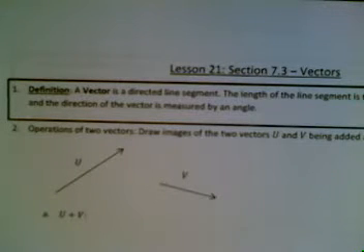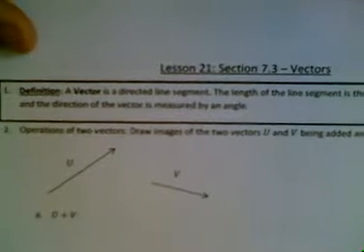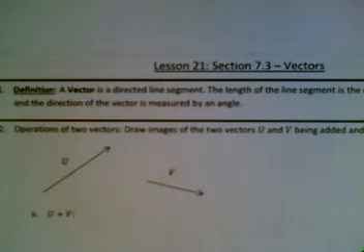Lesson 21. We're looking at section 7.3 now. This section is titled Vectors. Okay. What is a vector? A vector is a directed line segment.